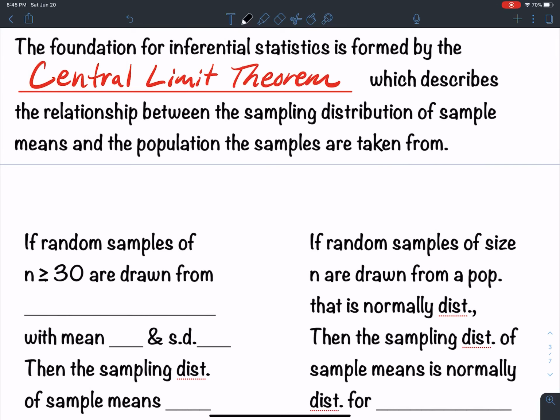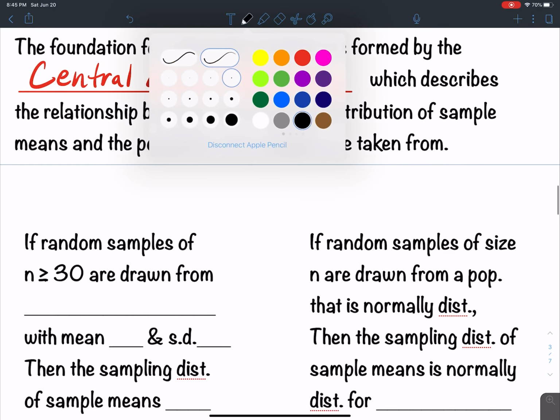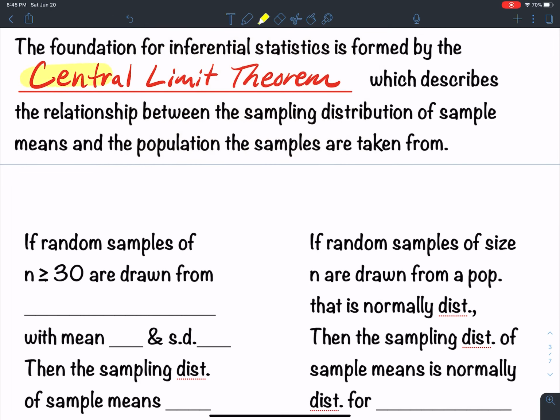So in this video, we're going to talk about the central limit theorem. This theorem is extremely important in statistics, all right? The foundation for inferential statistics is formed by the central limit theorem. We're going to abbreviate the central limit theorem with CLT. We're going to use this so much. In fact, we're pretty much going to use this for every problem for the rest of the course. All right, there might be a couple where we don't use it, but this assumption is crucial for inferential statistics.